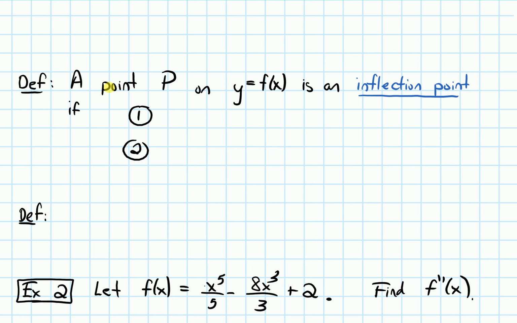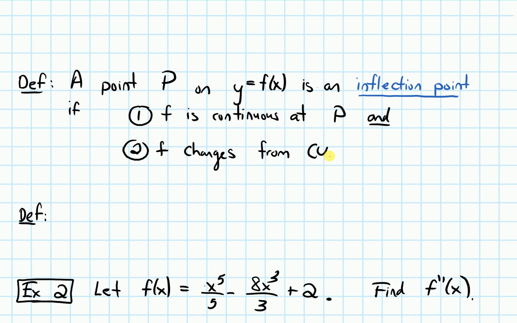So we say that a point P on the graph of y equals f of x is an inflection point if, and there's two conditions that we need. So the first one is f needs to be continuous at P. And f changes concavity. So what that means is it either changes from concave up to concave down, or from concave down to concave up at P.